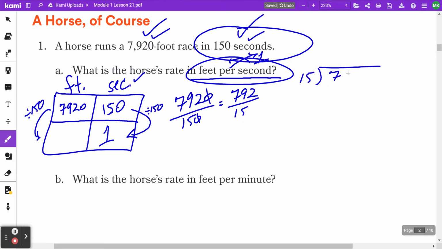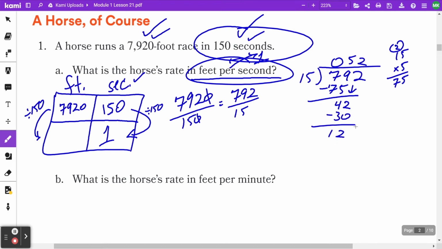15 into 792. Okay, well that goes 0 times. How many times does 15 go into 79? Well, let's see. 60, 75. 5 times, so 75. So I'm trying to get a 4, bring down this guy. That's going to go 15, 30, 45. So it's going to go twice, for 30.